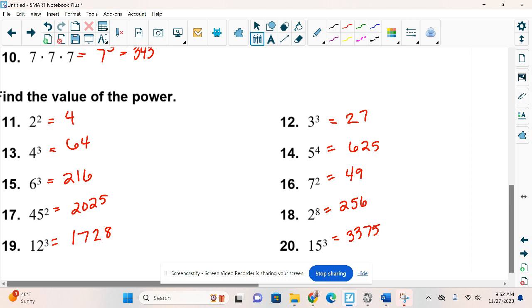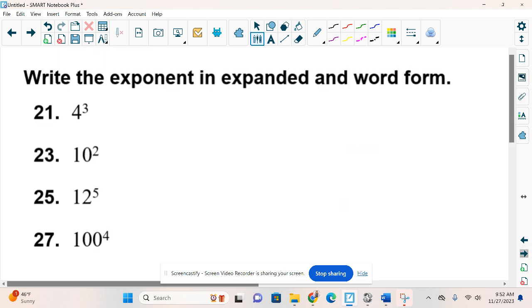Okay. And then the last part, I want you to write it in expanded form and word form. Expanded means I want you to write it out. So tell me what this means. 4 times 4 times 4, which is 3 times. Okay? And in word form, how would you say this? 4 to the power of 3.